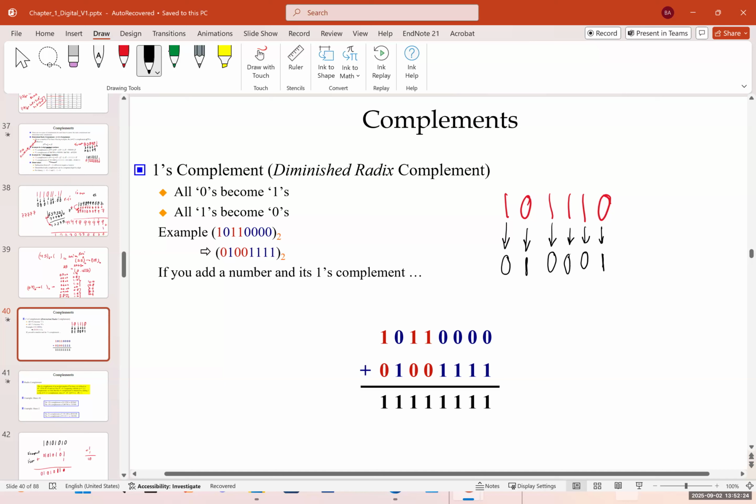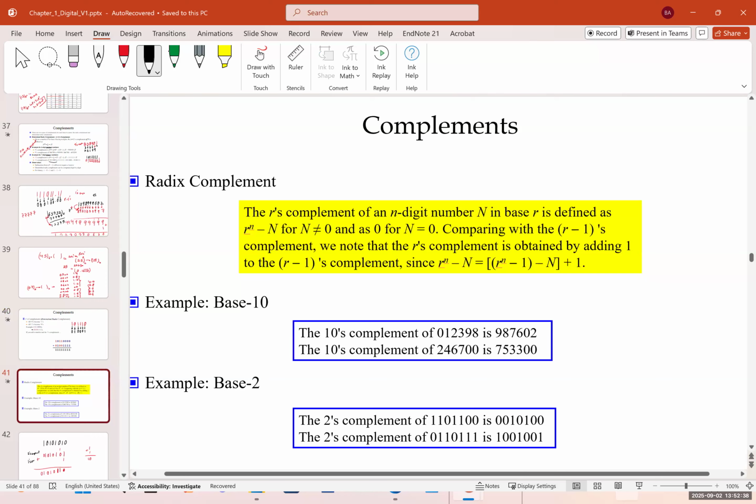The first complement is the easiest one. You just flip the numbers: the zeros become 1 and the ones become 0. Is it clear? Okay. The next one is called the radix complement.